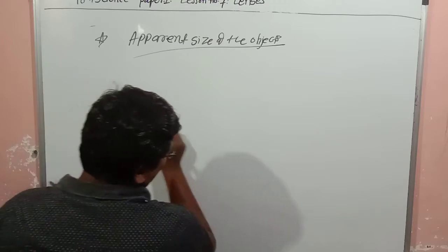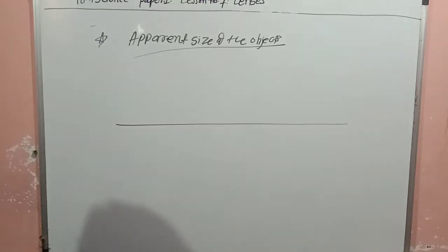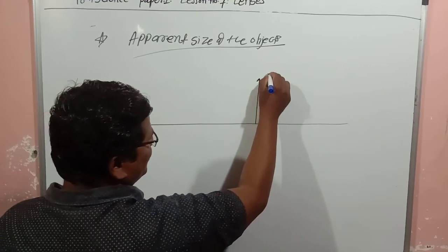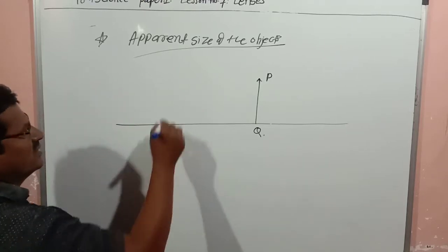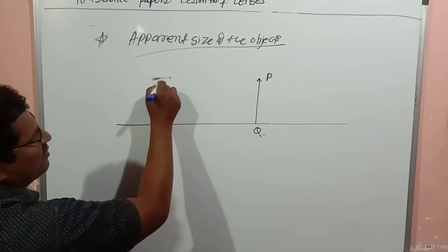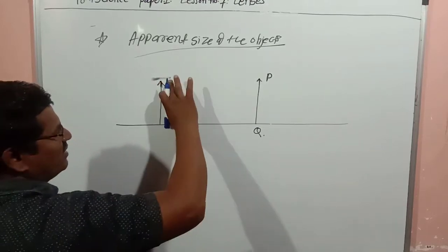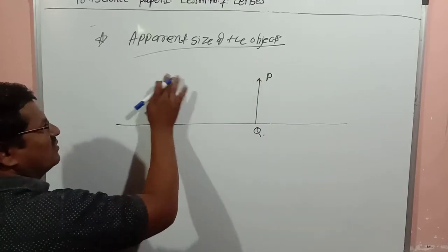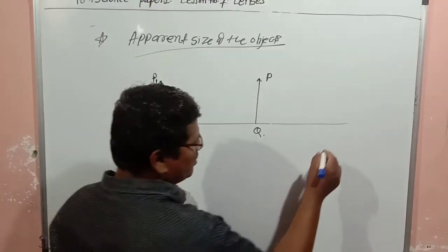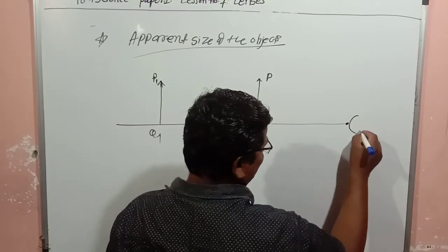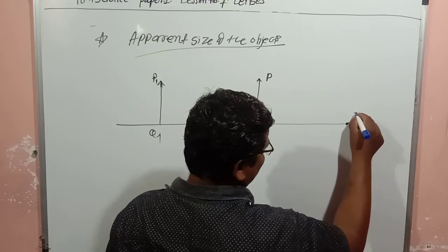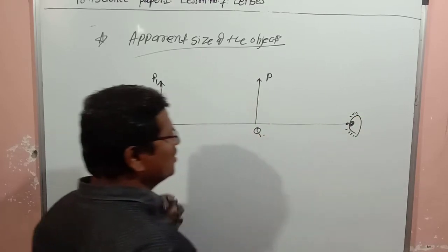Just see, take one straight line and two pens. Suppose you take two objects of equal height. Suppose here PQ is one object, and another object, another pen, of the same height, P1Q1. Both heights are equal. You are looking from here, suppose here is our eye. If we look from here, then what will happen?